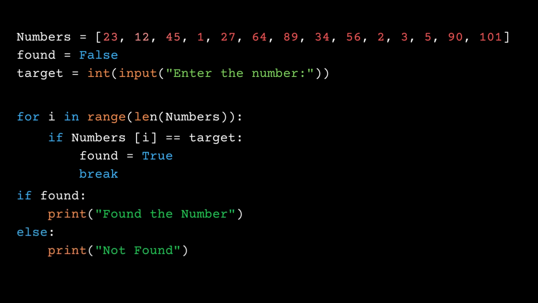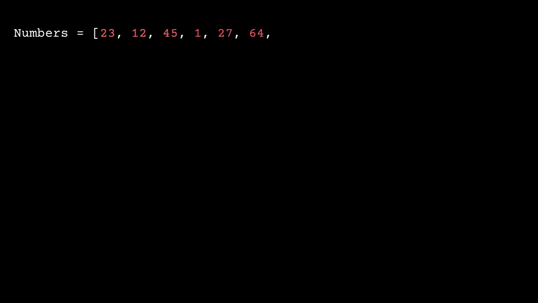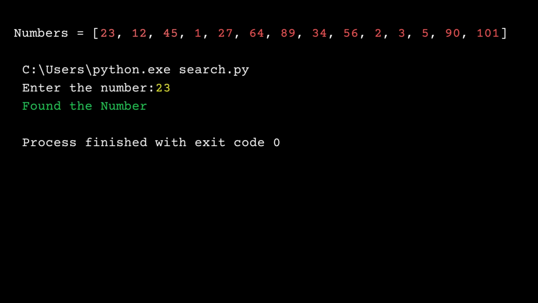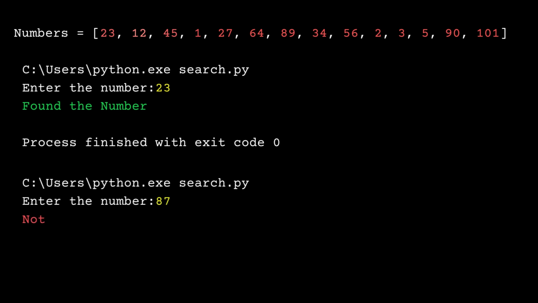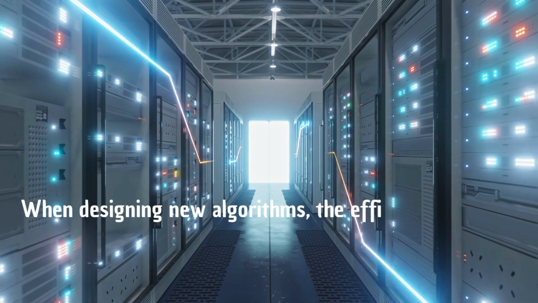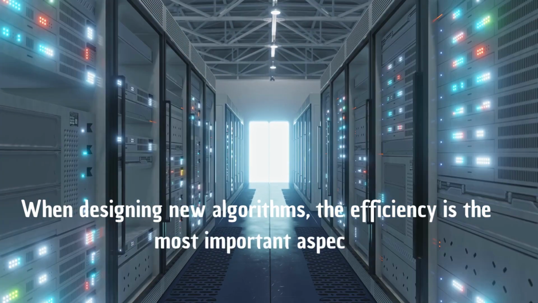Finally, the code checks the value of found and outputs found the number if it is true, otherwise it outputs not found. You can see at the top that we have our unsorted list of integers. First, we search for the number 23, which is present in our list, and our program found the number. Then we tried the number 87, which does not exist in our list, and our program displayed not found as expected.